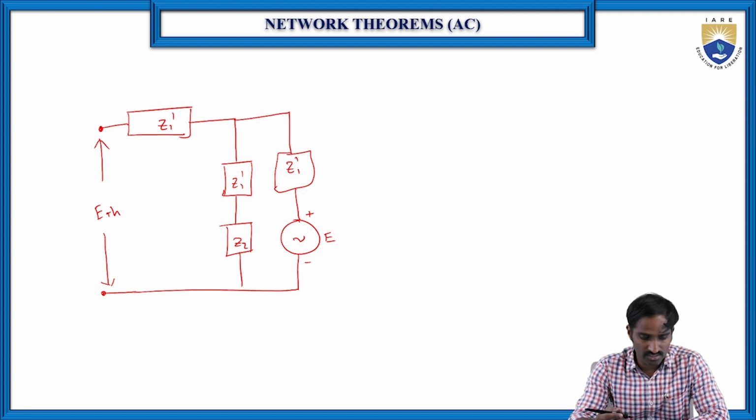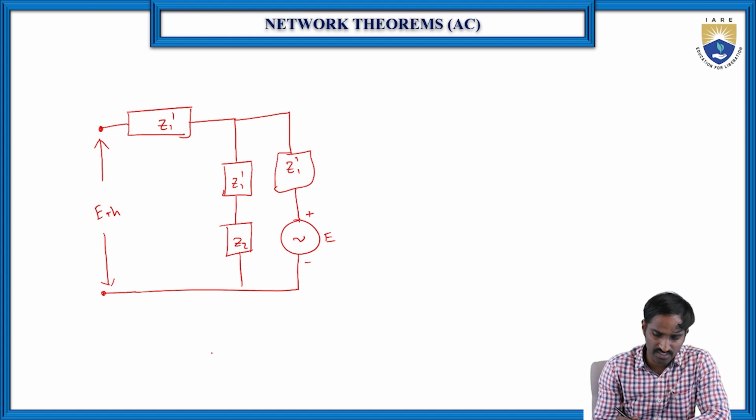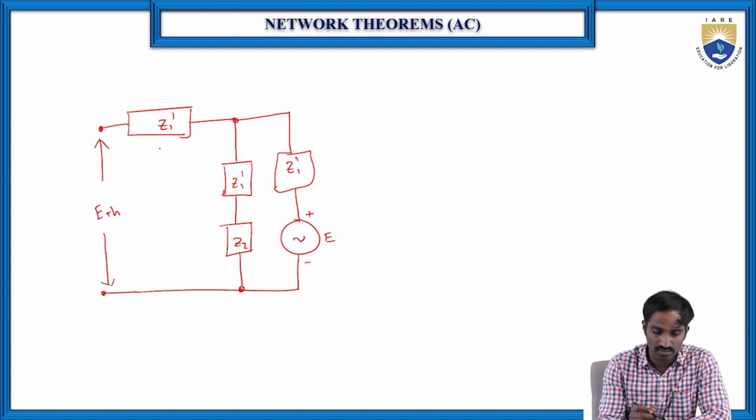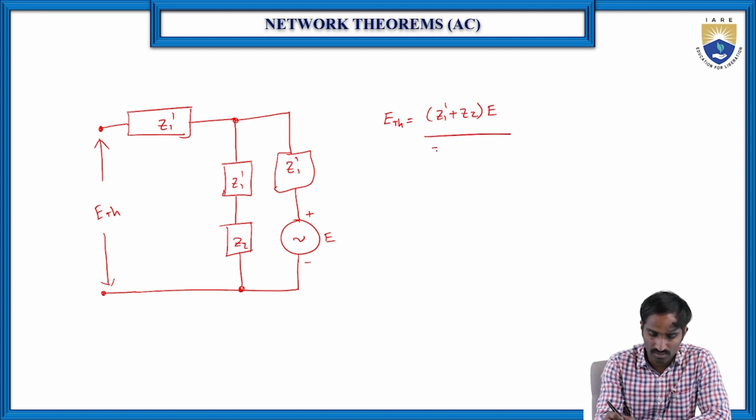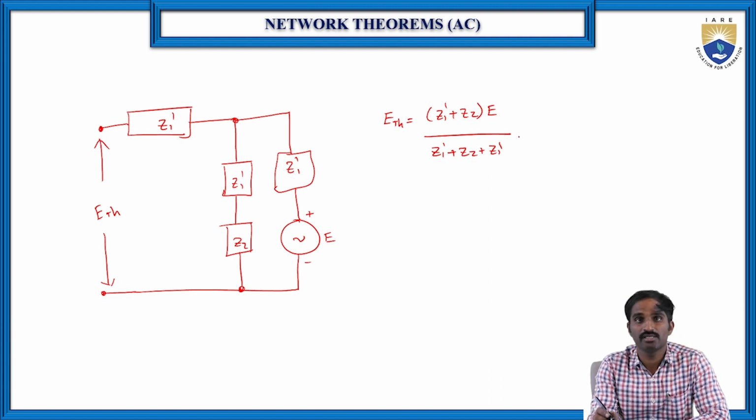How can we find this E Thevenin? Again the same way. For E Thevenin, which means the voltage across these two terminals, we need to find. So the E Thevenin is equal to Z1 dash plus Z2 into E, divided by Z1 dash plus Z2 plus Z1 dash, because now we know the total voltage, and we simply apply the voltage division rule.